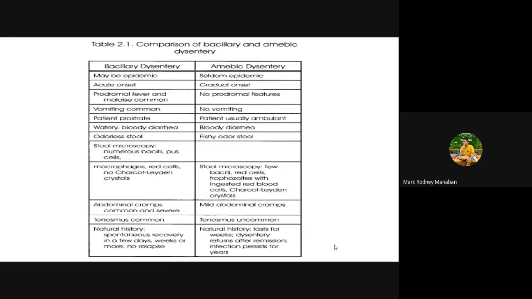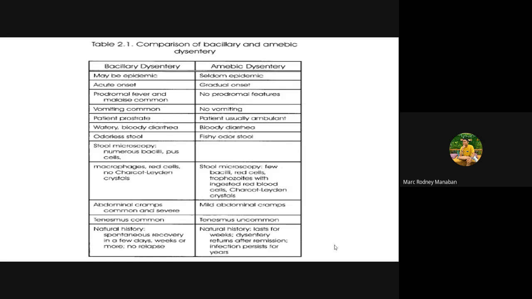So what are Charcot-Leyden crystals? Your Charcot-Leyden crystals are breakdown products of what type of cell? Kakinsa man ning cell? Breakdown products ni? Okay. Basophil, sir. All right, that is not correct. So it's the breakdown products of eosinophils.